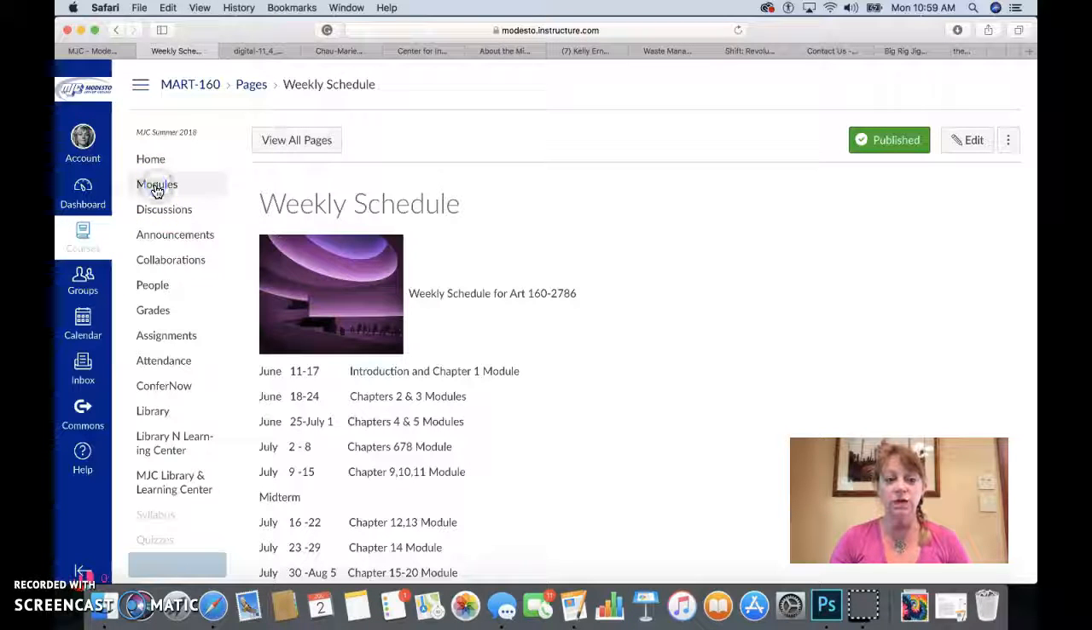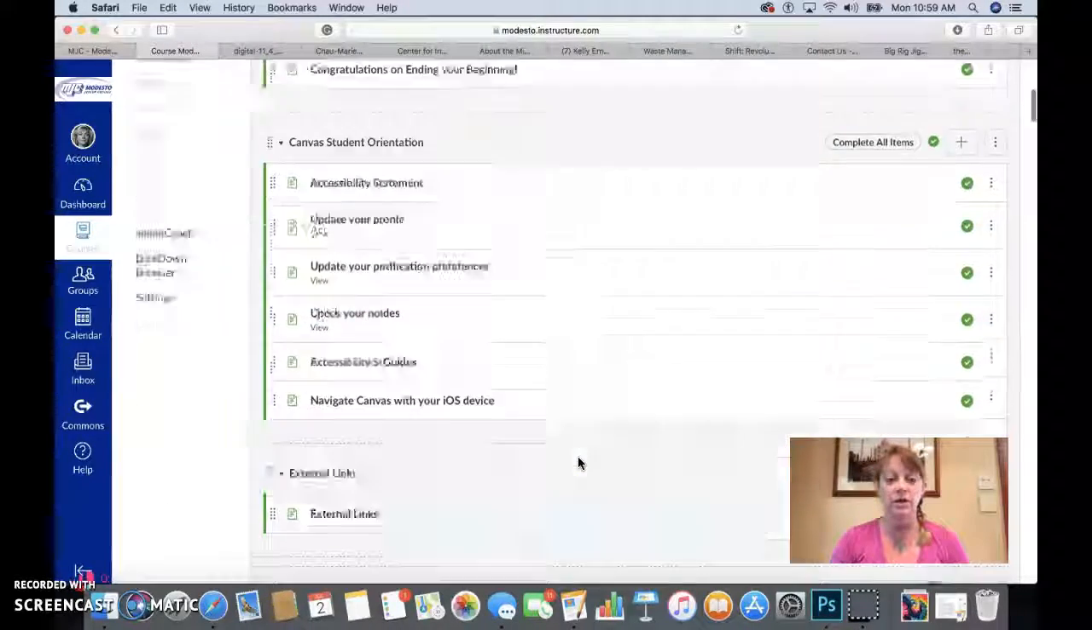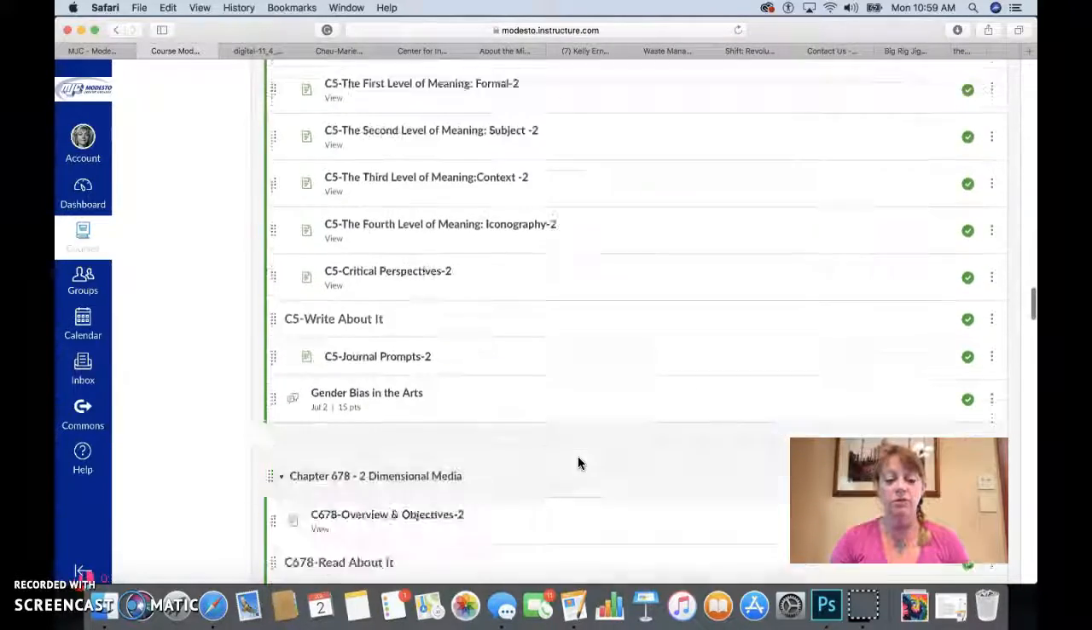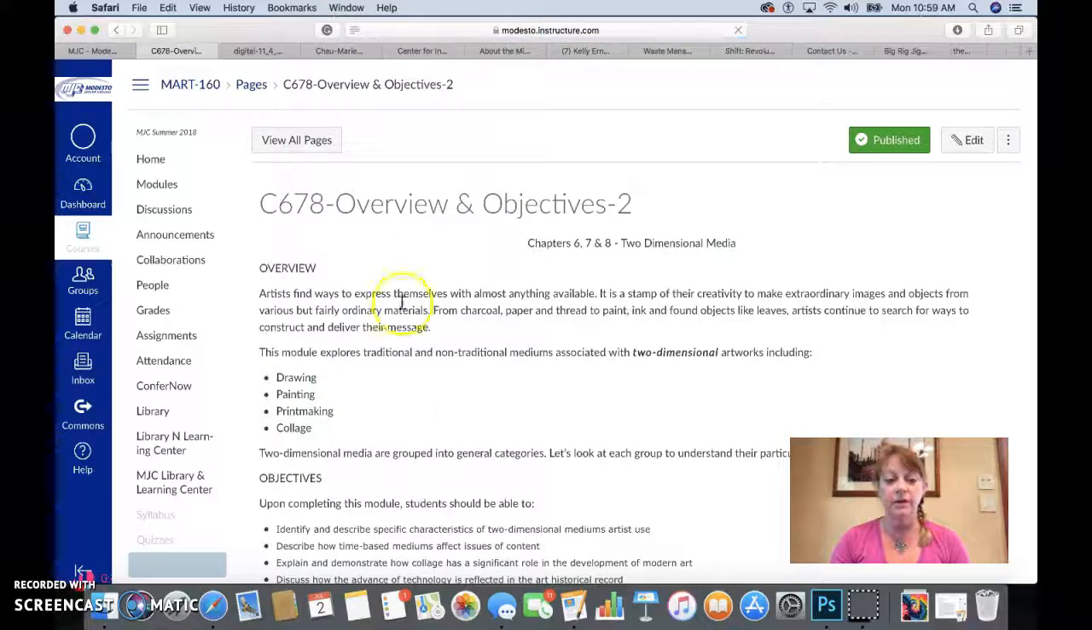So modules 6, 7, 8 are all about painting, drawing, printmaking, and the like. So it's all really about 2D in tactile form. So let's take a look at that and see where we're at.